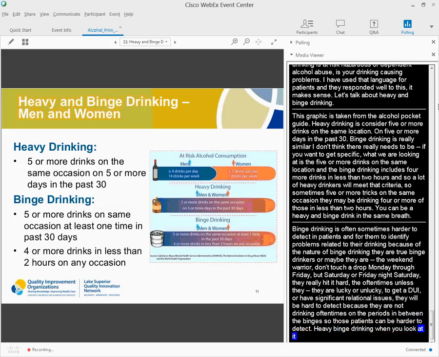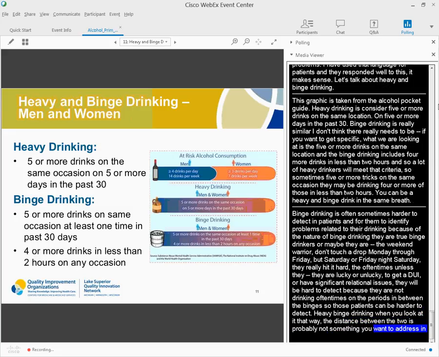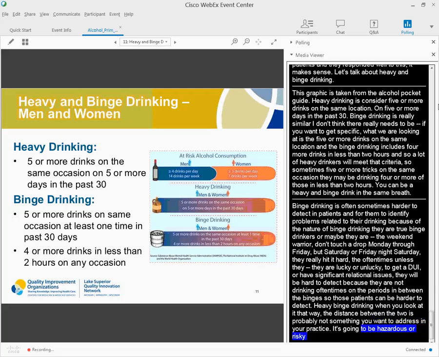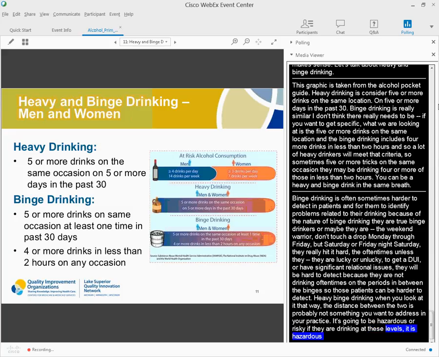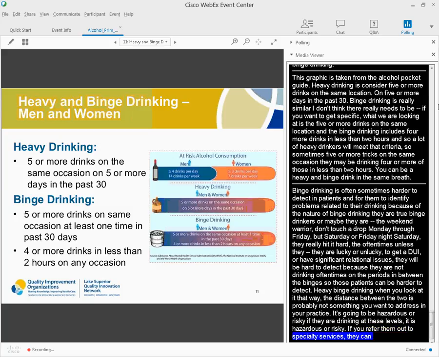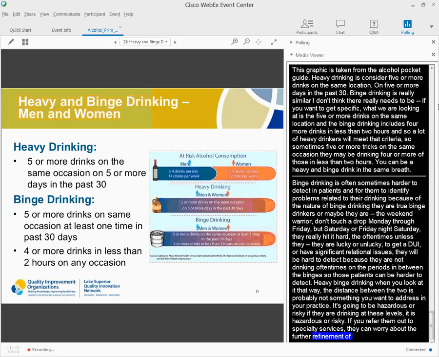So between heavy and binge drinking, it's probably not something you're going to want to address in your practice. It's just going to be hazardous or risky. If they're drinking at these levels, they're drinking as hazardous or risky, and that's really all you need to know. If you're referring them out to specialty services, like a substance abuse therapist or an outpatient clinic, they can worry about the further refinement of their diagnosis. But from the point of a primary care practitioner, it's just hazardous or risky.